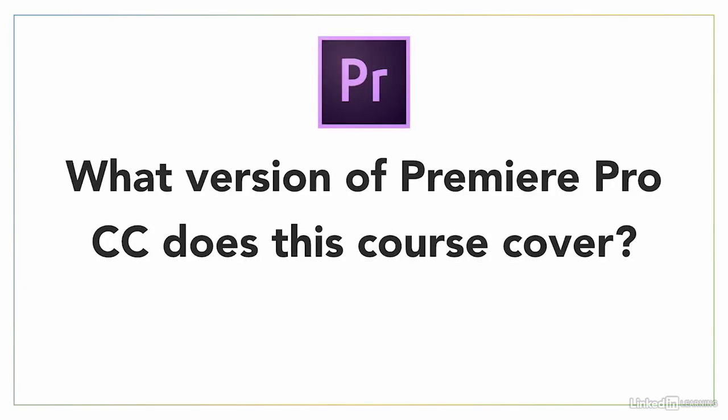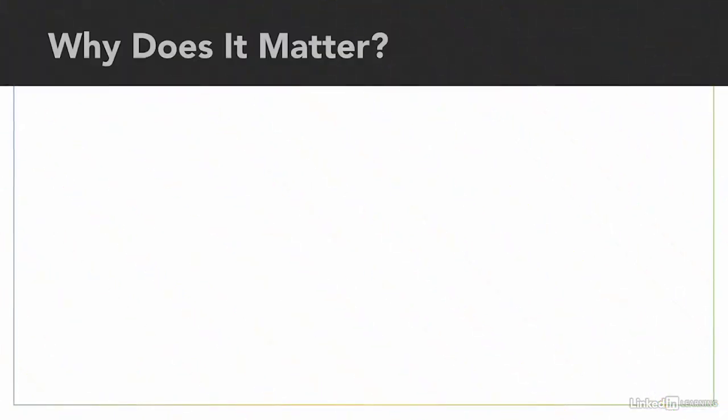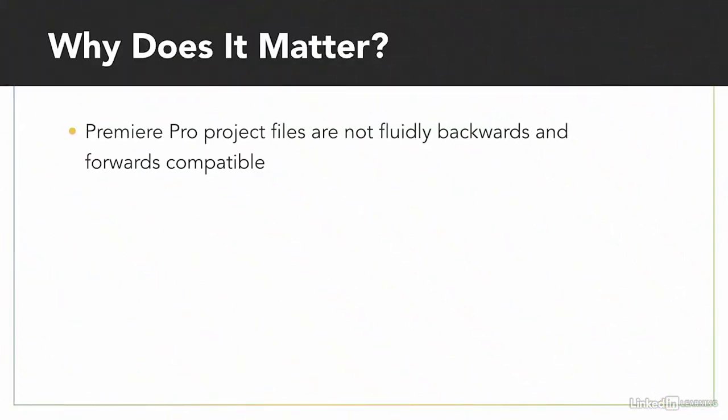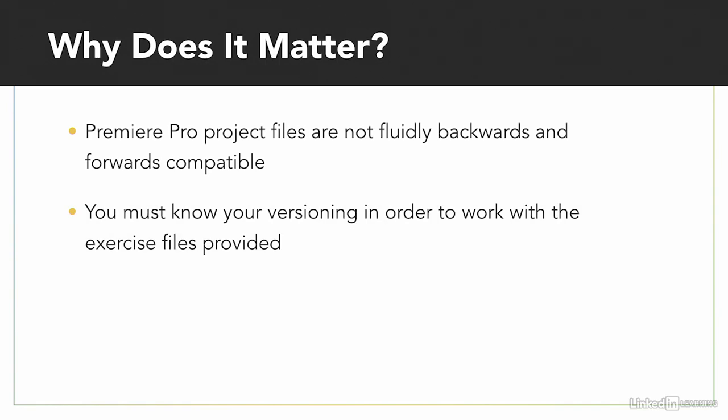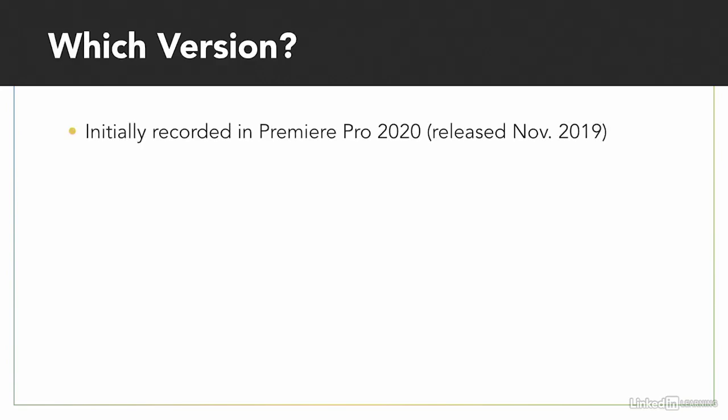I'd like to briefly discuss with you some details about the versioning issues in this course. This is important because Premiere Pro project files are not fluidly backwards and forwards compatible among versions. So you need to know your versioning in order to be able to work effectively with the exercise files I've provided. Now, this course was initially recorded with the Premiere Pro 2020 version of the software.